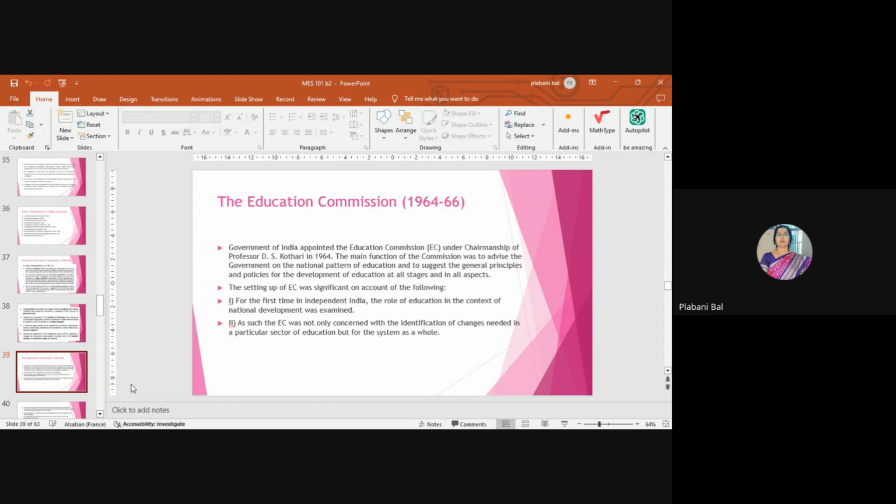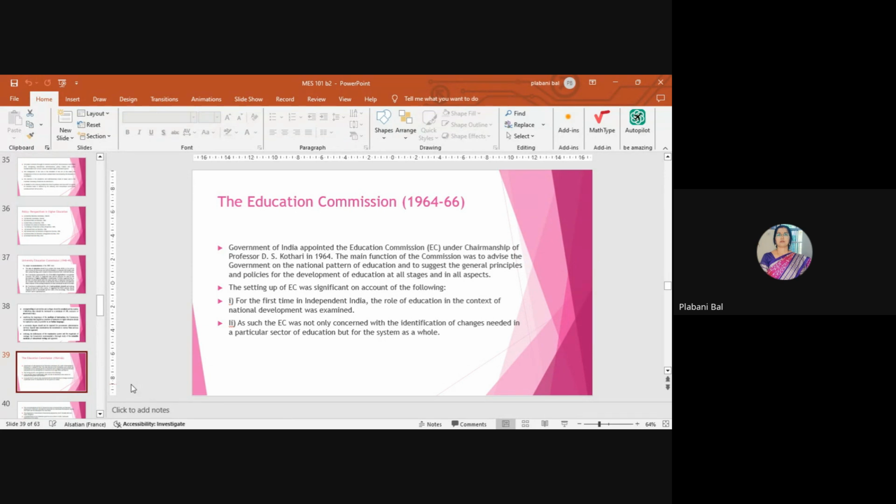Gain experience and knowledge of the world. That was also an objective. Finally, the aim of the commission is to achieve national development through education. For this purpose, the commission emphasized science education and vocational education. So these were the aims and objectives of the 64-66 commission, or you can say the Kothari Commission.